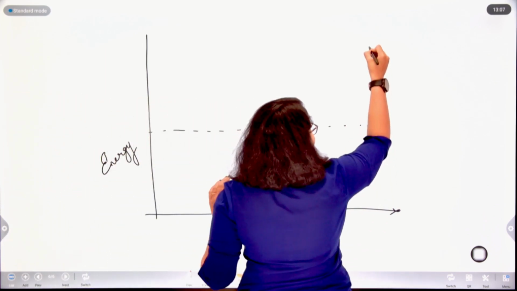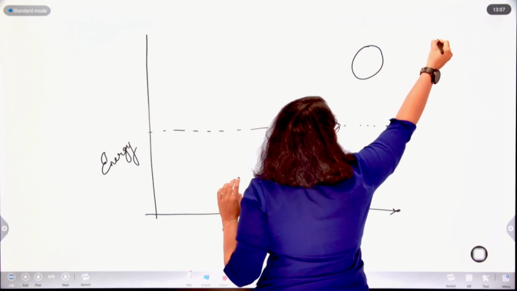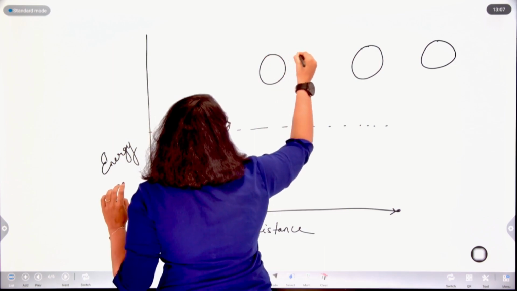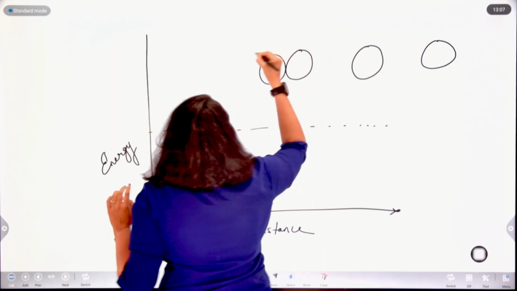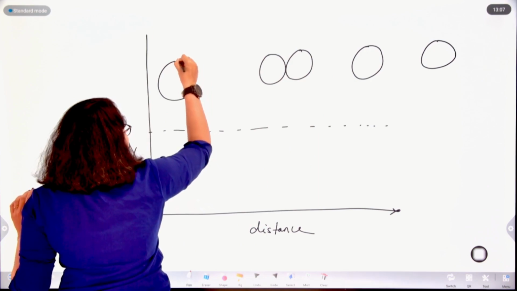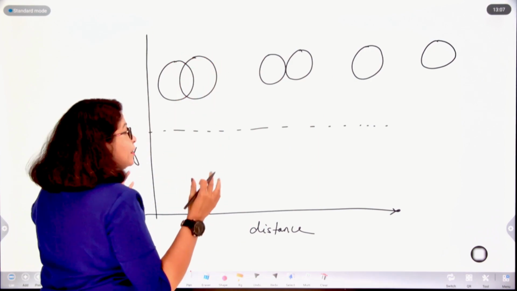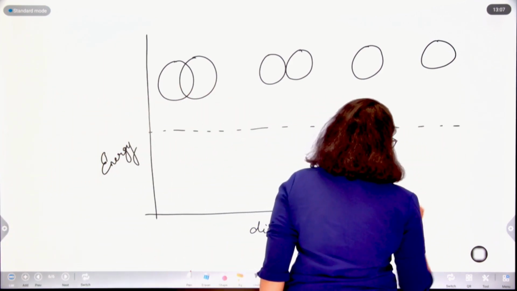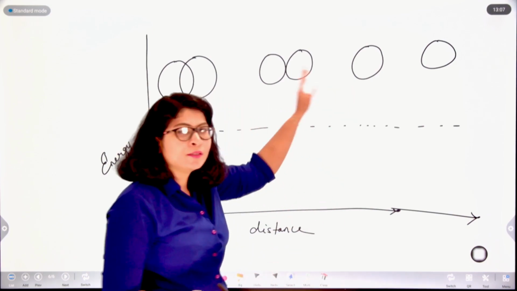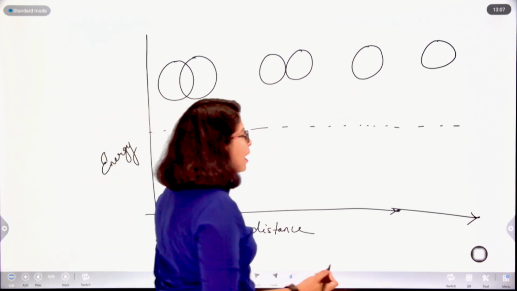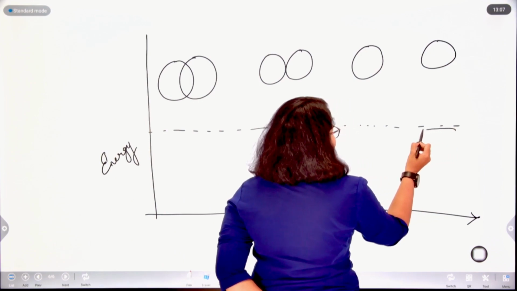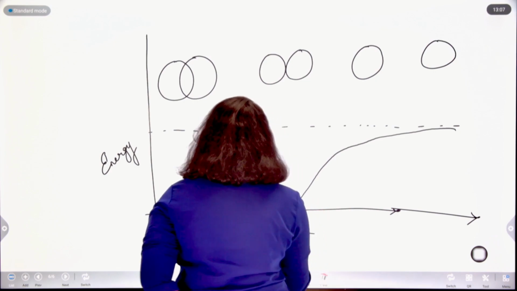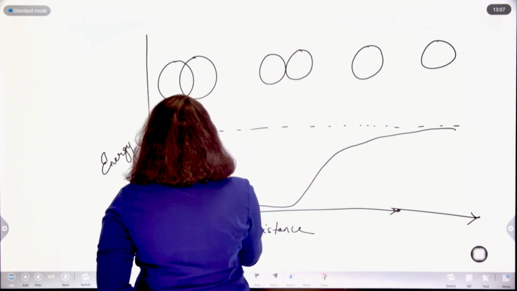Imagine a situation when the atoms were at a distance. They were at a distance, then they came a bit closer, and again in a situation where they came very much closer, like they penetrated each other, right? Three situations. Here what will happen? When the atoms were at a farther distance, they were not stable, they were at a higher energy. Gradually when they came closer, the attractive forces dominated and the energy became less.